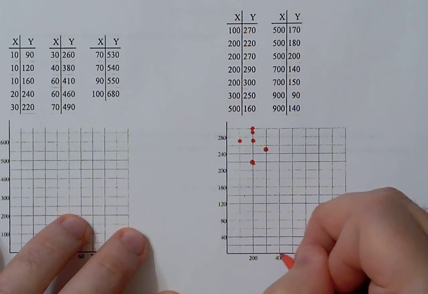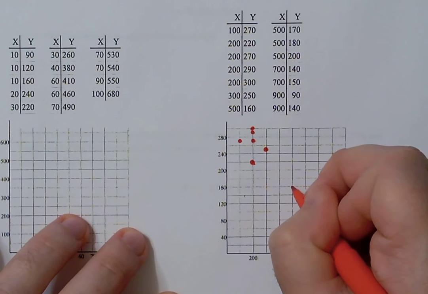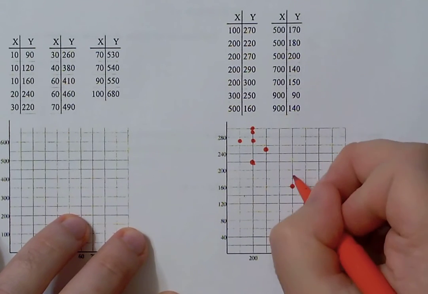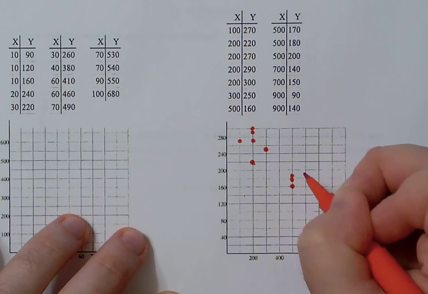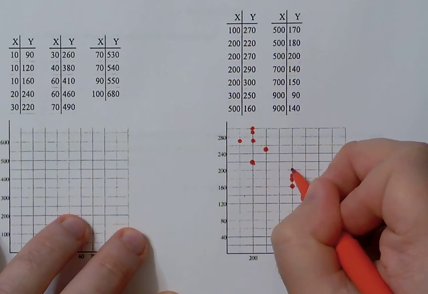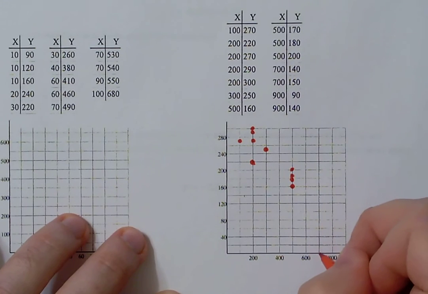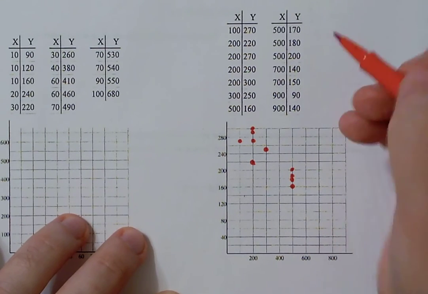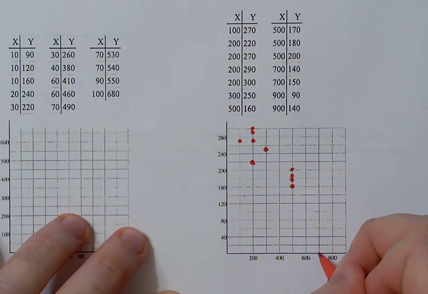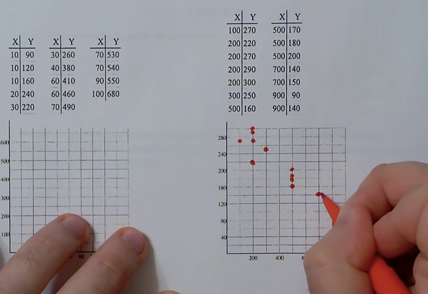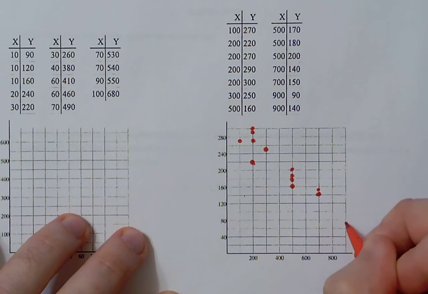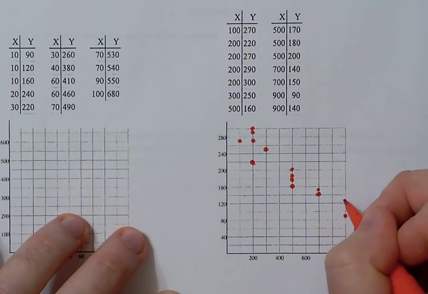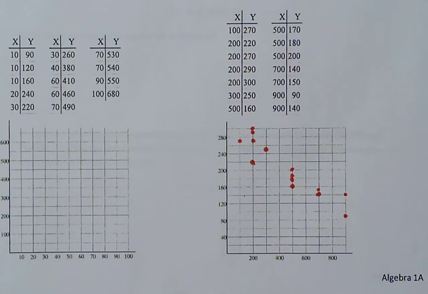500 is at 160, 500 is at 170, 500 is at 180, 500 is at 200. 700 is going to be at 150. Or sorry, 700 is at 140. And then 150. And then 900 is at 90 and 140. Okay, so we have our scatter plot that looks much like this.